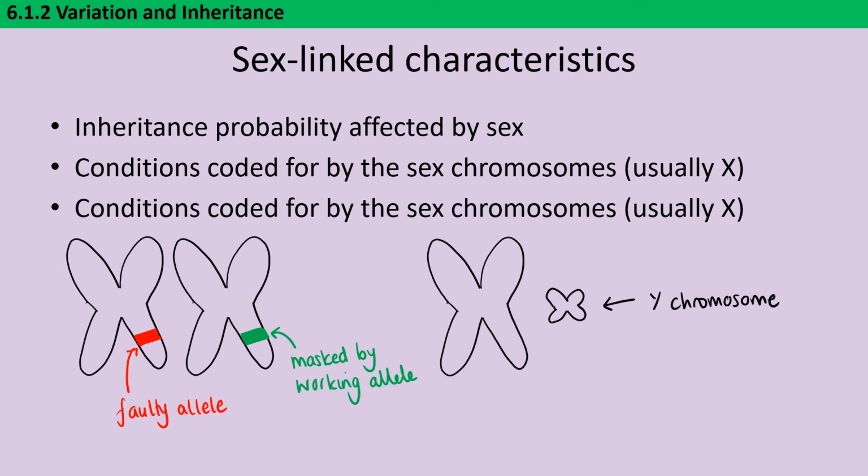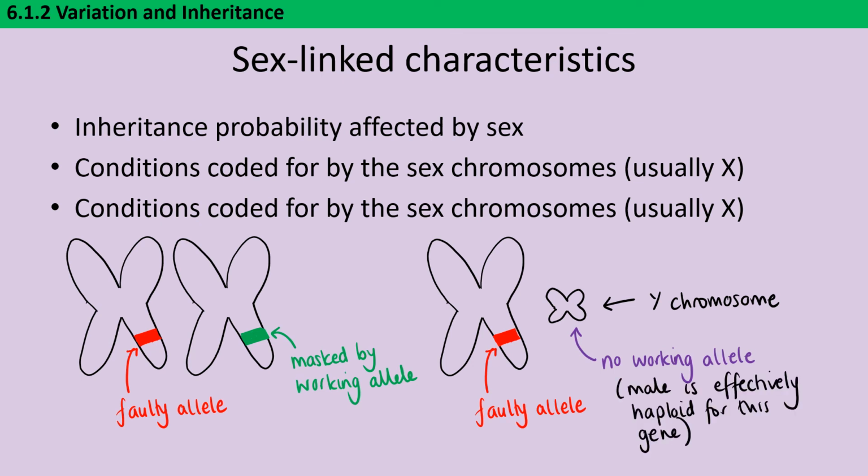If we contrast that with someone who has XY chromosomes, the Y chromosome is much, much smaller and it has far, far fewer genes on it. And so it's very unlikely that there's going to be a working copy of the allele. So if that person with the XY karyotype inherits one faulty copy of the allele, there's nothing to balance it out and hide it. Effectively, the male person is acting as if they're haploid. We call this being hemizygous.